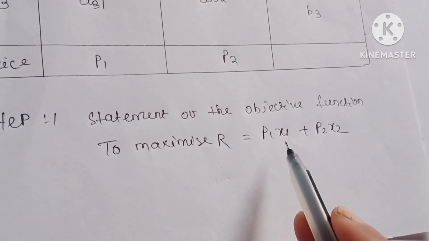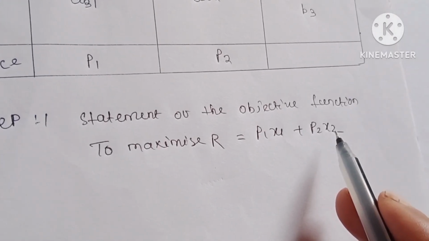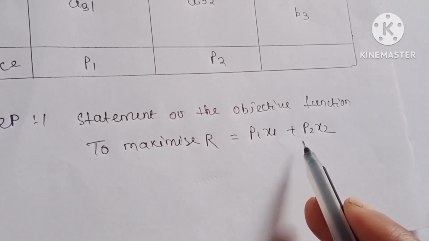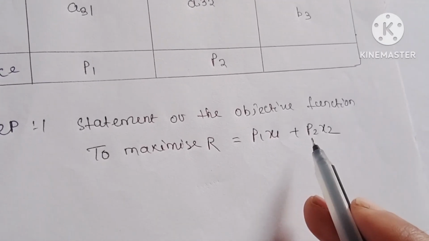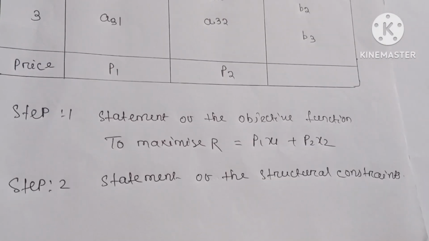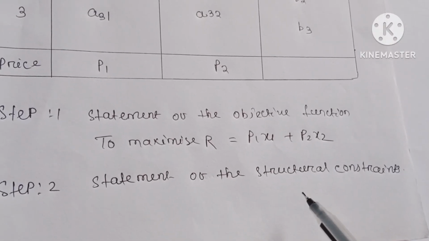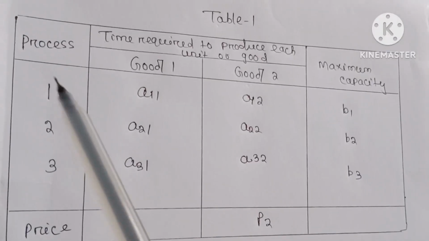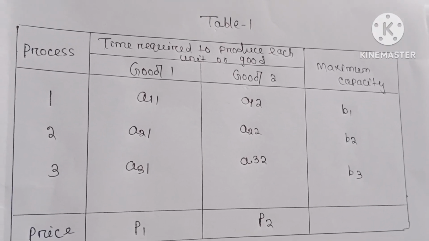P1x1 represents the revenue obtained from the sale of good 1, and P2x2 represents the revenue obtained from the sale of good 2. R equal to P1x1 plus P2x2 means the total revenue obtained by the firm by selling these two goods. The next step is the statement of the structural constraints. After the statement of the objective function, the next step is the statement of the structural constraints, expressed in the form of inequalities. Here there are three constraints, because production of the goods involves three processes and the maximum capacities are given as b1, b2 and b3.